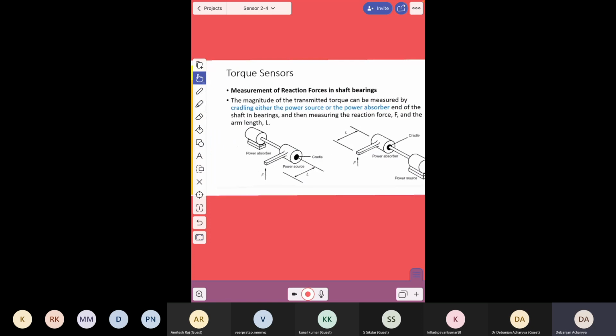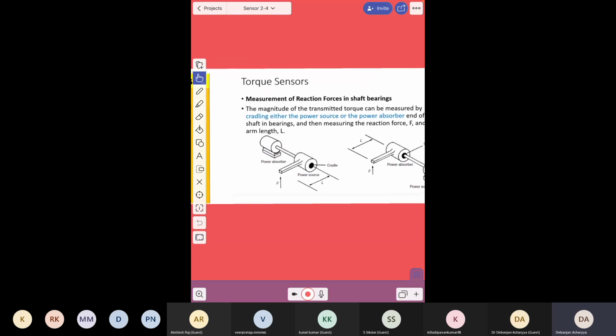Now coming to the torque sensor. Torque is generally measured if you apply a force on something. It is the rotational effect on that particular object. Torque is the measure of a force that can cause an object to rotate about an axis. For example, you have a fan. If the fan is rotating or the motor is rotating, the motor is rotating around a shaft.